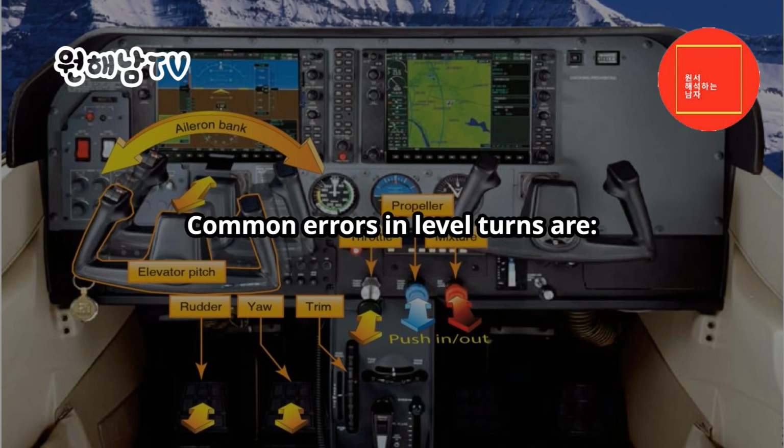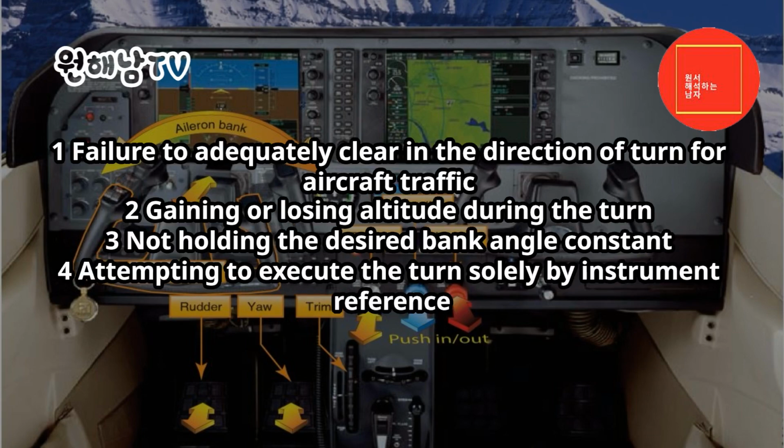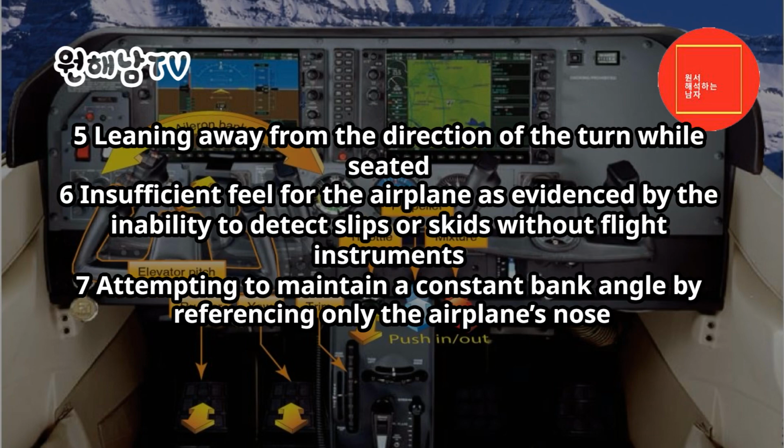Common errors in level turns are: 1. Failure to adequately clear in the direction of turn for aircraft traffic. 2. Gaining or losing altitude during the turn. 3. Not holding the desired bank angle constant. 4. Attempting to execute the turn solely by instrument reference. 5. Leaning away from the direction of the turn while seated. 6. Insufficient feel for the airplane as evidenced by the inability to detect slips or skids without flight instruments. 7. Attempting to maintain a constant bank angle by referencing only the airplane's nose.